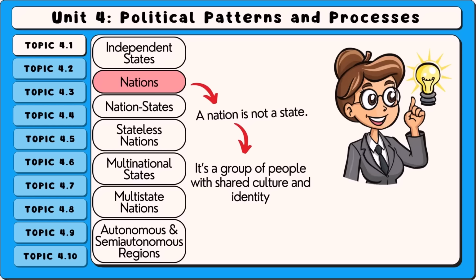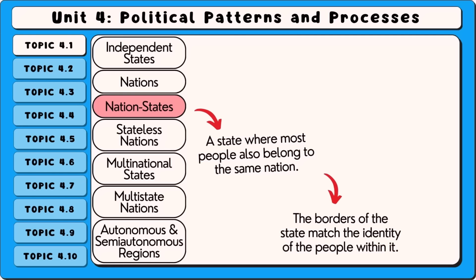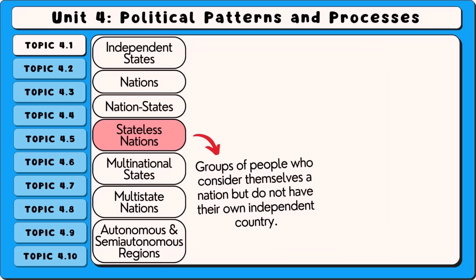With that said, let's look at the other concepts that the AP Human Geography curriculum requires you know for this lesson. The next is nation-states. These are countries where most people belong to the same nation. In other words, the borders of the country match the identity of the people. Japan is a good example because most people there share the same culture, language, and history, making it both a nation and a state.